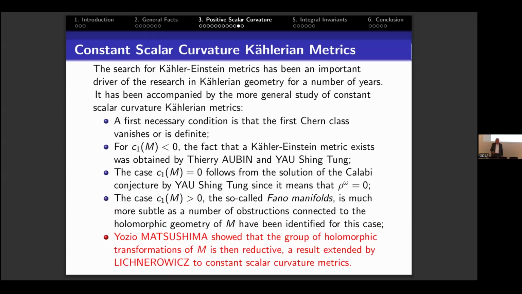So the first obstruction was found by Matsushima and Lichnerowicz. They showed that in the case of c1 positive, the group of holomorphic transformations of M must be reductive as a Lie group. And therefore, if it's not reductive, then you cannot have a Kähler-Einstein metric in this case. So there are examples, and typically you take CP^n and you blow up a certain number of points, you are in this situation. The group of holomorphic transformations is not reductive. And actually, Lichnerowicz extended this result not only to Kähler-Einstein, but to constant scalar curvature metrics.